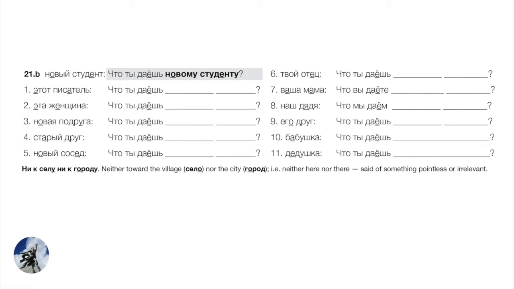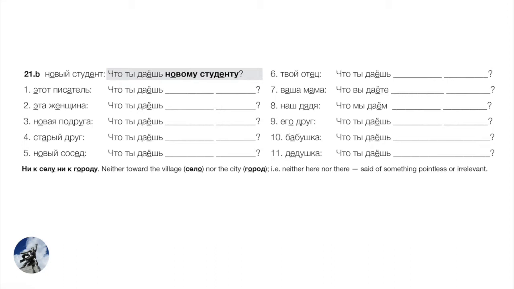We wouldn't ask someone, what are you giving to father? Usually we'd have to say, what are you giving to your father? Unless it were, I guess, our father. What are you giving to dad? What are you giving to father? Sounds rather formal though. Okay, number 7, ваша мама.